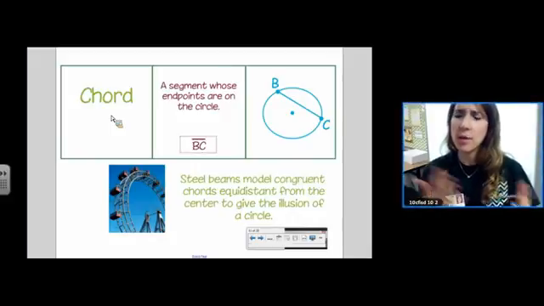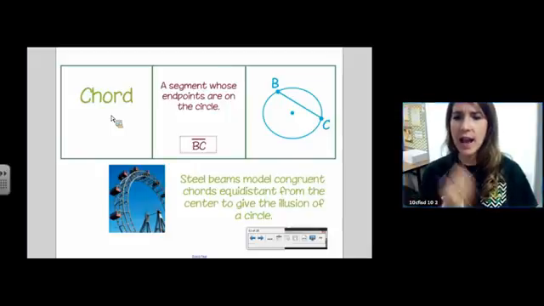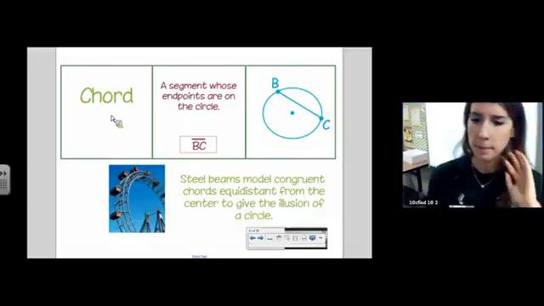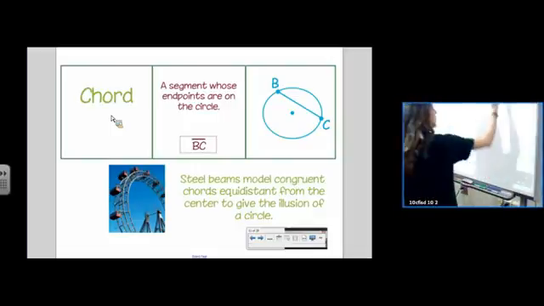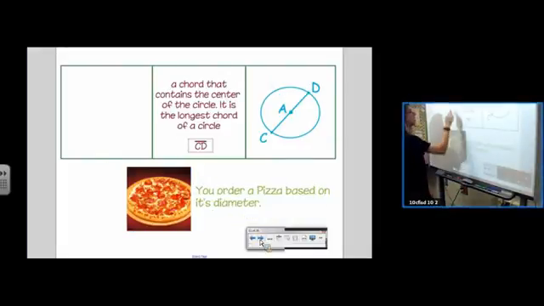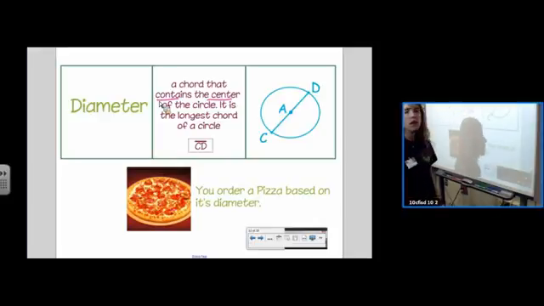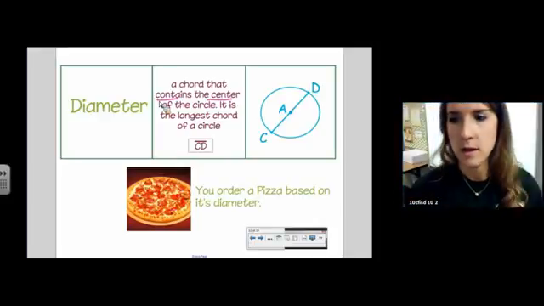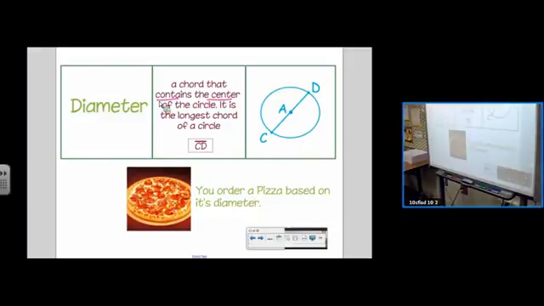When will a chord be a diameter? Tell me what would have to happen for a chord to be a diameter. Exactly. A chord would be a diameter when that chord goes through the center. And there we go. A chord that contains the center of the circle is a diameter.